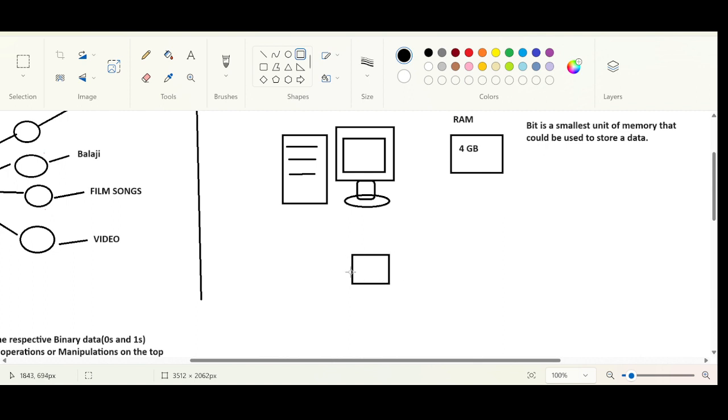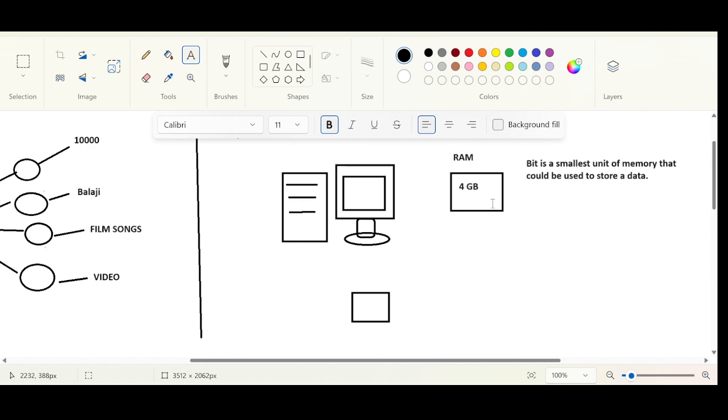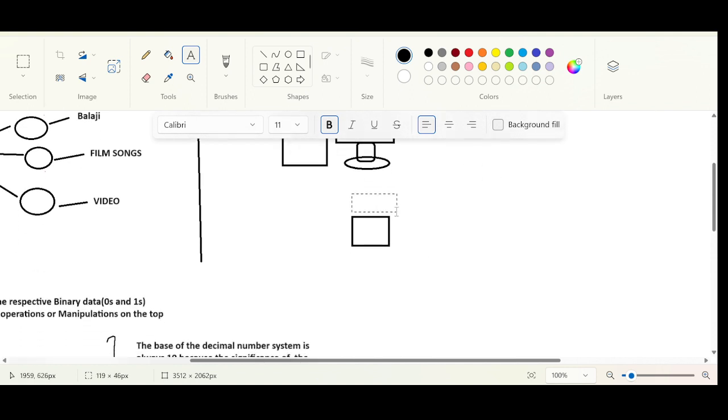Just an assumption. This is 1 bit. And if you want to store any data, and the size of the memory is what? 1 bit. So here we are not talking about the RAM. The size of the RAM is 4 GB. But if you have any memory component of size 1 bit, bit is the smallest size.